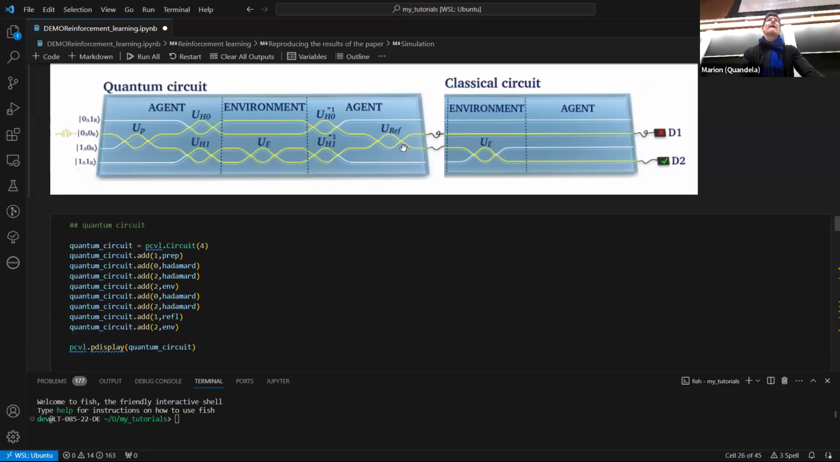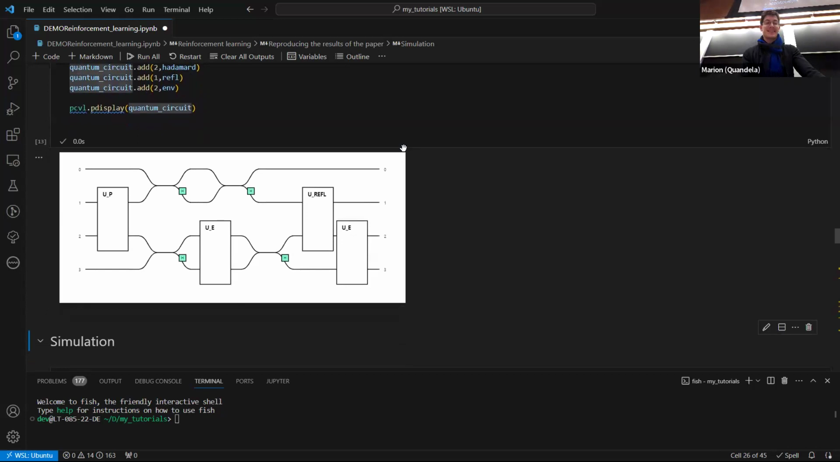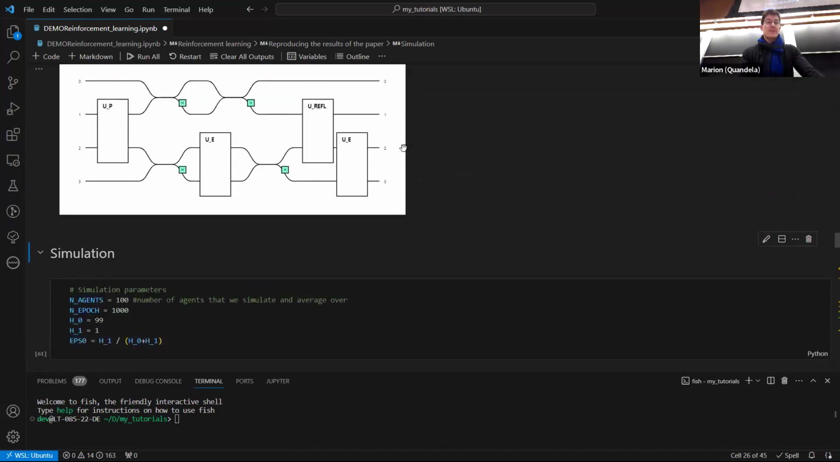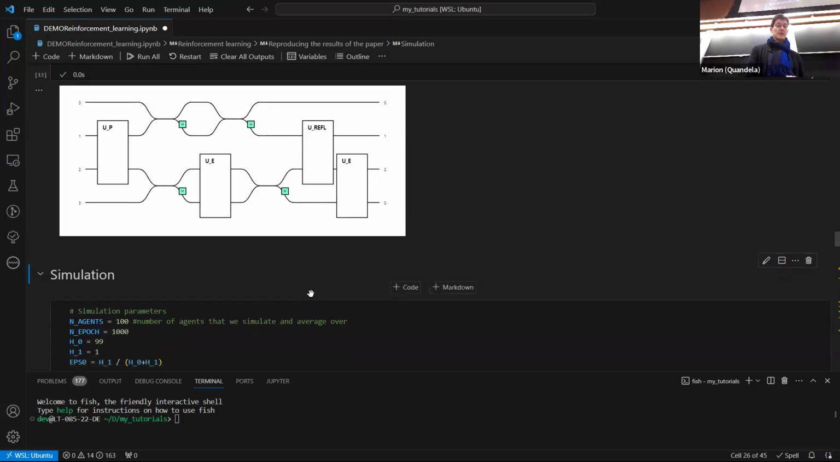Does that make sense? Okay. And so now that we have the two circuits, the classical circuits and the quantum circuits, we are ready to actually do the computation and try to reproduce the result of the paper.